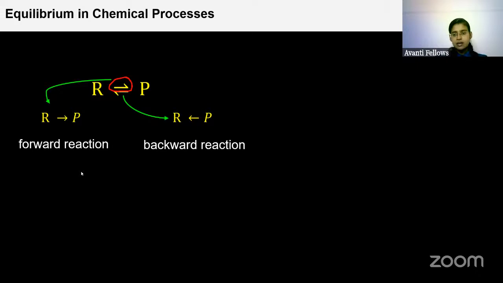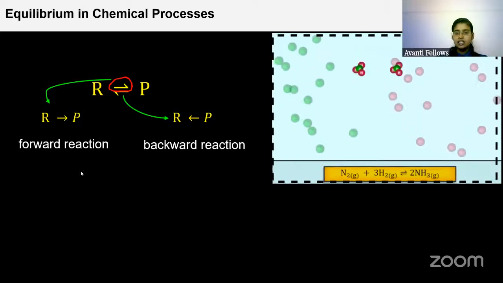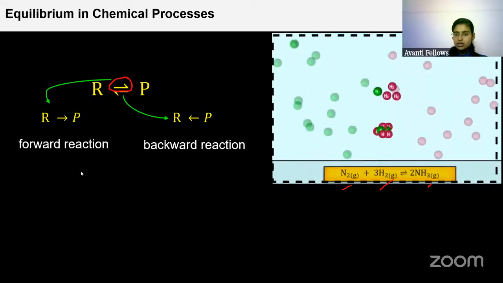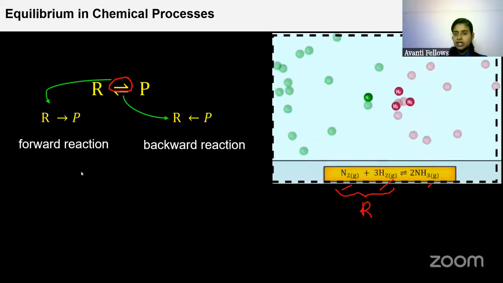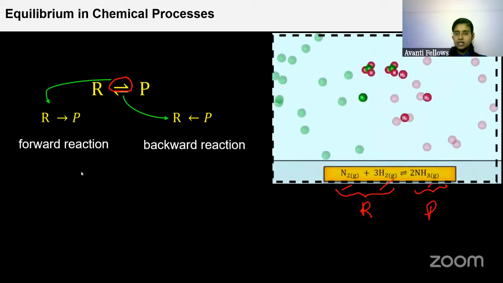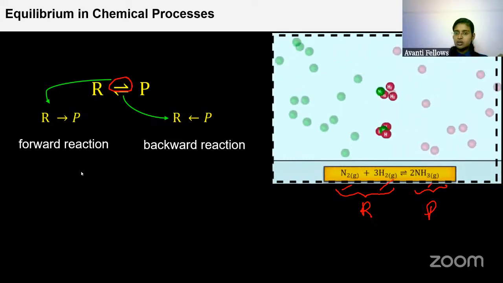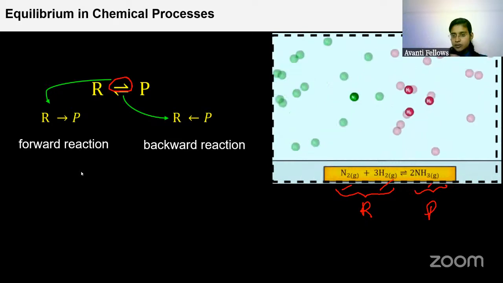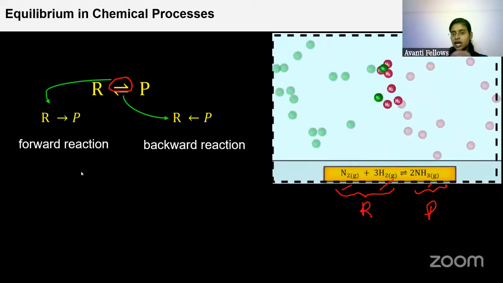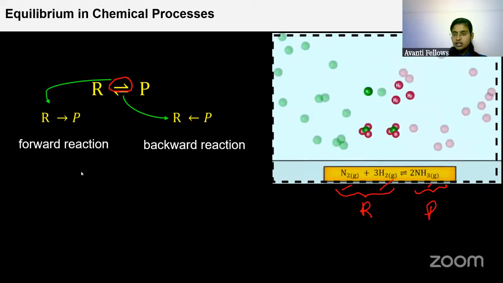Now I am going to take one example, the same example which we saw in the beginning of this lesson: N2 plus 3H2 giving 2NH3. Here nitrogen and hydrogen are the reactants and ammonia is the product. All of you see the picture. What is happening? The green atoms are nitrogen and the pink are hydrogen. They are coming closer to each other and forming the ammonia molecule. And after the formation, the ammonia is going back to the nitrogen and hydrogen state, right?